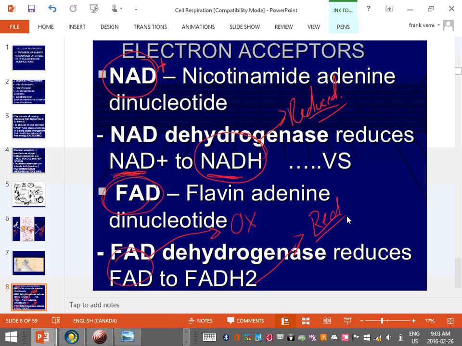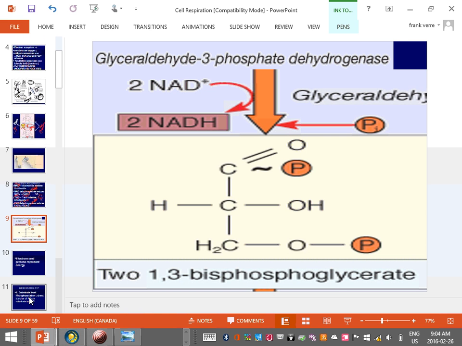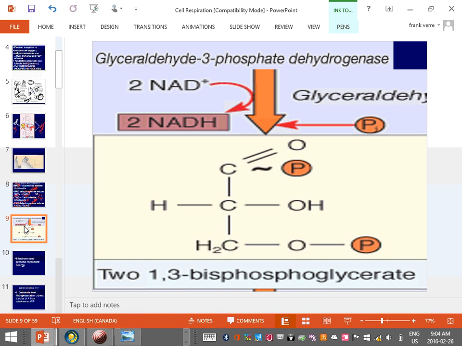Now, remember what it means to be reduced. What do you pick up? You pick up two things: electrons and protons. And you're going to see why that's important in respiration. Why do we need to pick up electrons and protons? How does that represent energy? By the way, going back to names of enzymes, we're going to learn as we go through this how to decipher what the enzyme does by looking at its name. So I'll show you an example right here.